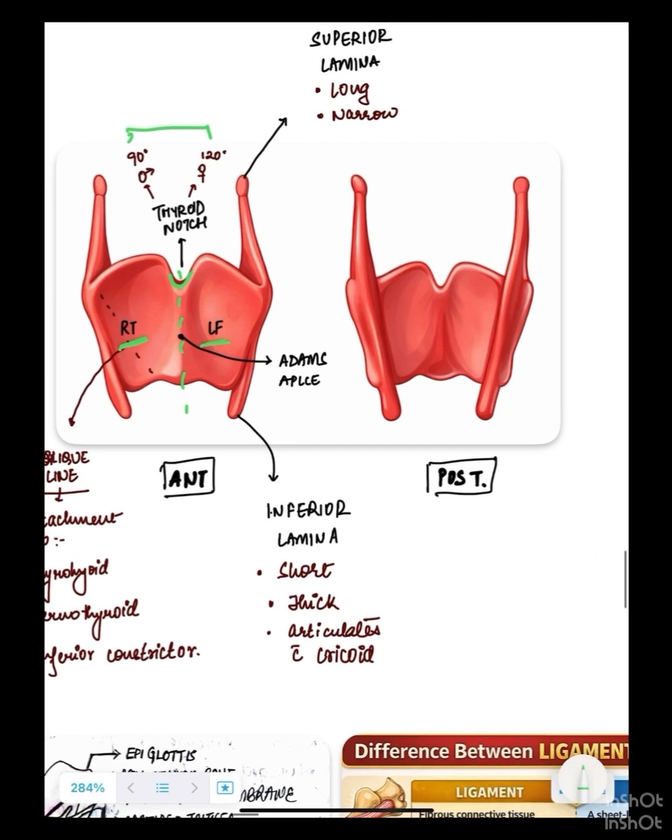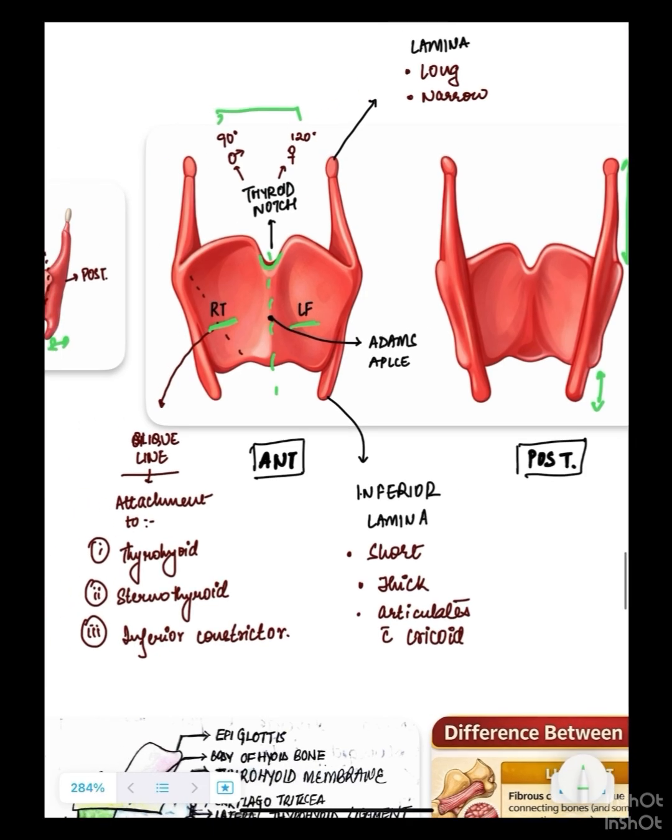Another thing which you need to focus on is these extensions, which are called the superior cornua, and this is called the inferior cornua. These are the two superior extensions, and we have two inferior extensions. And the midpoint, the most prominent point of the fusion, is called the Adam's apple.